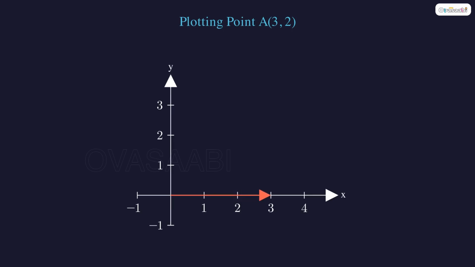To plot point A at (3, 2), start at the origin. Walk 3 steps right along x, then 2 steps up along y. Remember, x first, then y.